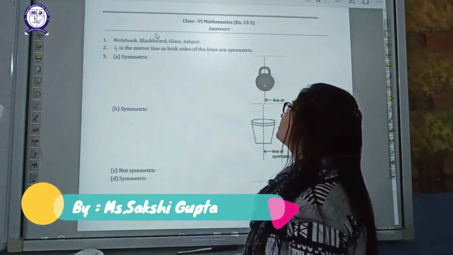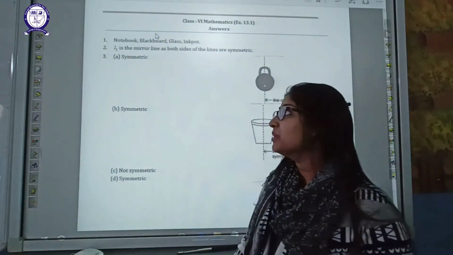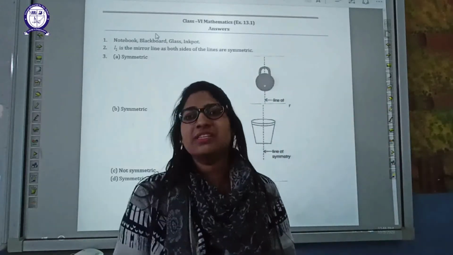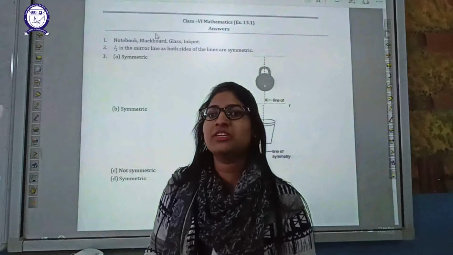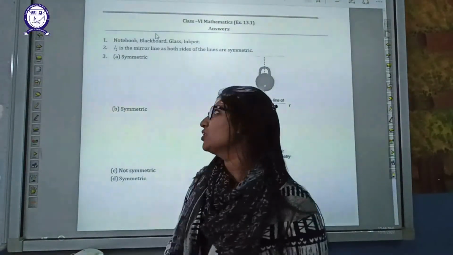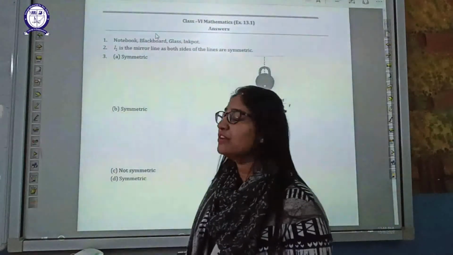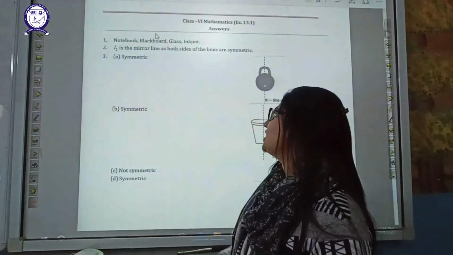Today we will start our chapter 13, students, that is symmetry. So students, first of all, what is symmetry? A line of symmetry is a line that divides any figure into two equal parts. Okay. So there are types of lines of symmetry. First one is the vertical line.